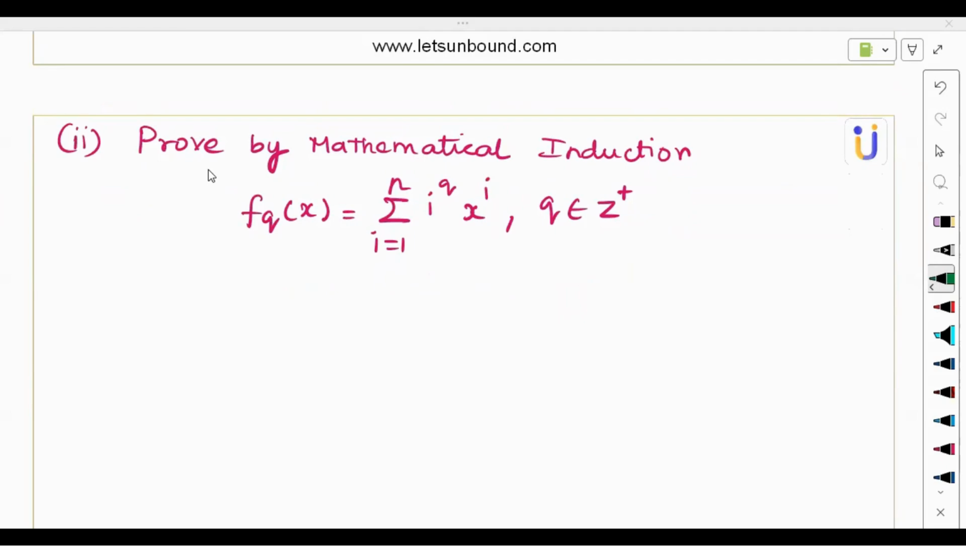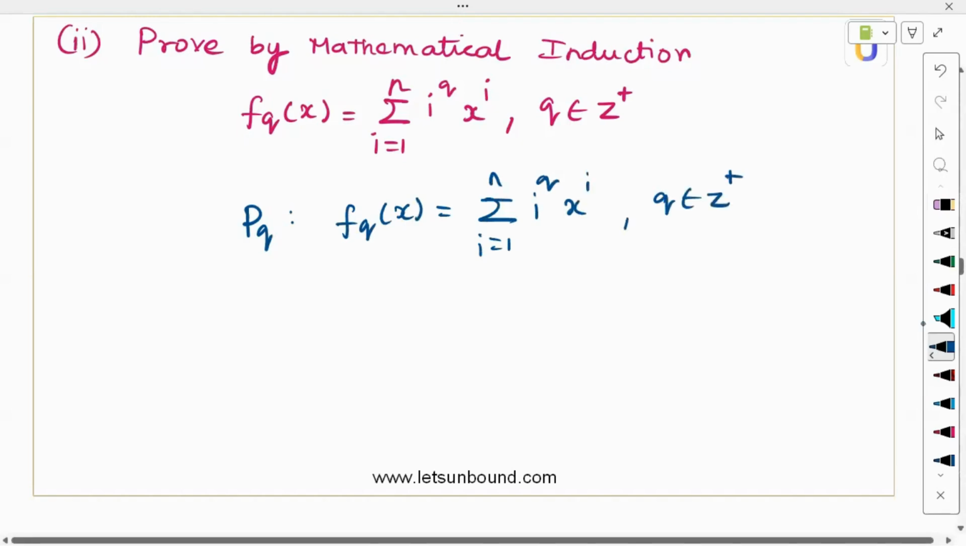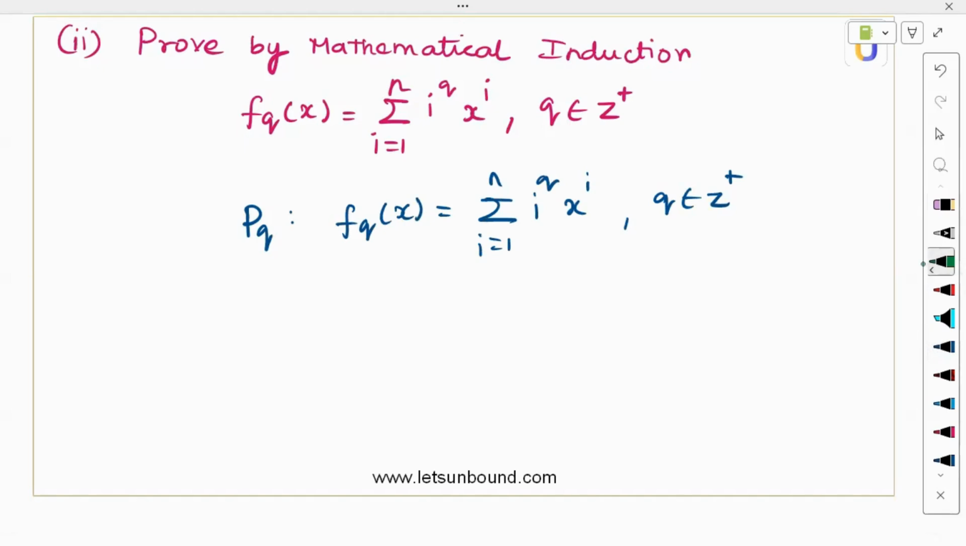Okay, first we have to make a statement. Let me make the statement as PQ. This will help us in much way, like whenever we want to write the statement, we can save time. So PQ is FQ of X can be written as sigma I is equal to 1 to n I power Q x power I for all Q belongs to Z plus. Okay, this is what we have taken. Now, first case is what?